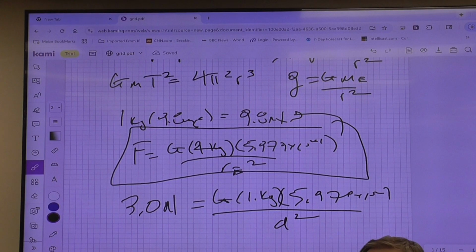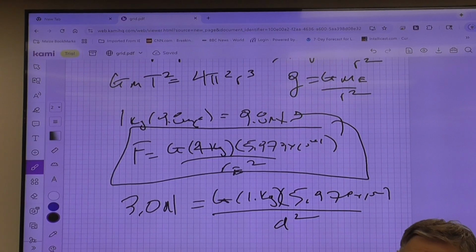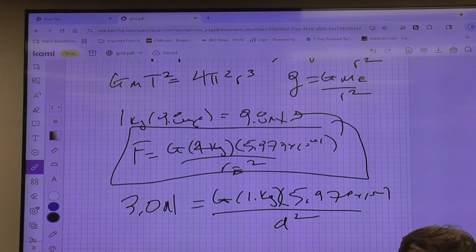Solve for distance squared. Multiply by d, divide by 3 newtons, take the square root of that. Okay? It's a lot of work, but it works. One of the reasons I put that in there is so that you understand fundamentally what creates weight: the gravitational attraction between two bodies. That's what creates weight.